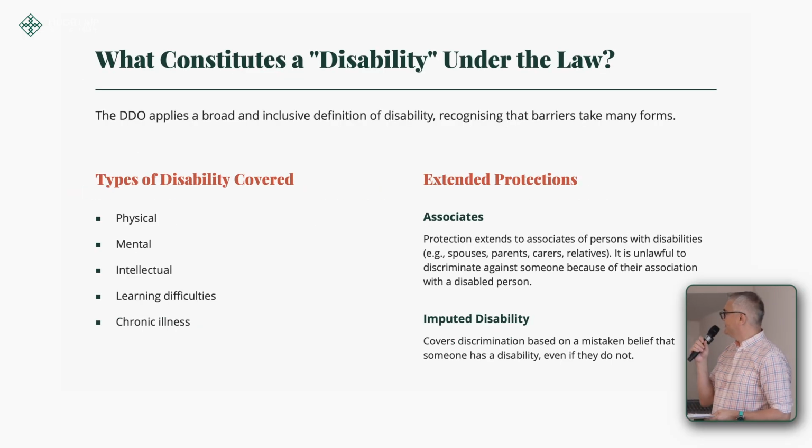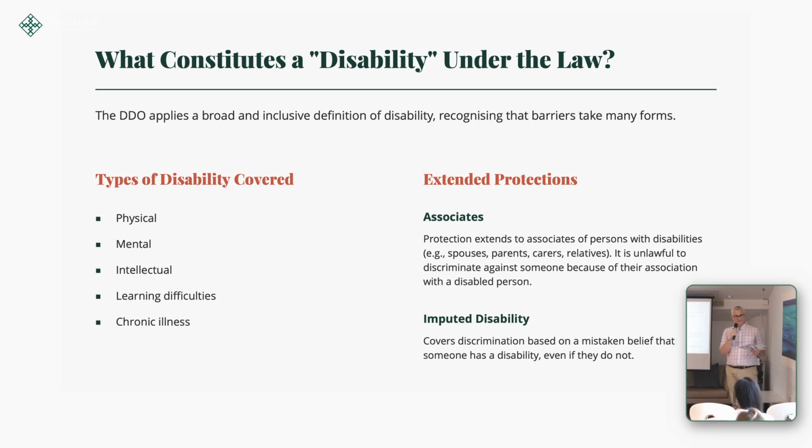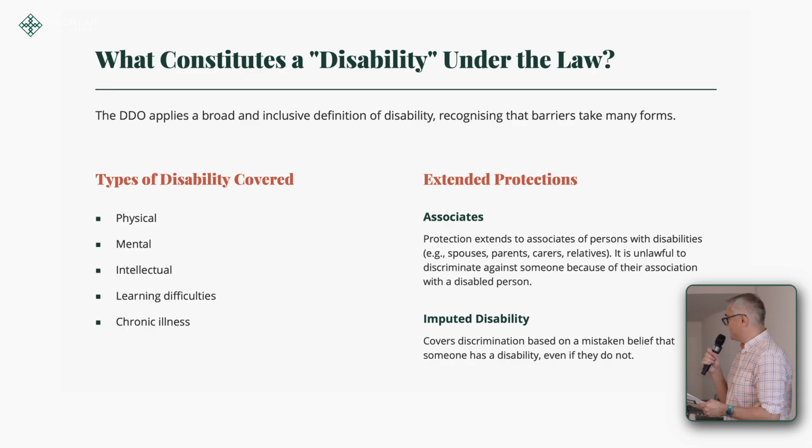So what constitutes a disability under the law? As I said, we're using the Australian definition, which is much wider. One of the other things that we need to bear in mind, because our legislation is based on the Australian definition, is we can't really look to UK case law to assist us. Concepts of direct and indirect discrimination exist in UK case law now, but the definition of disability itself is still much narrower in the UK than it is in Hong Kong. And so the types of disability covered are physical disabilities, mental disabilities, intellectual disabilities, learning difficulties, and chronic illness.